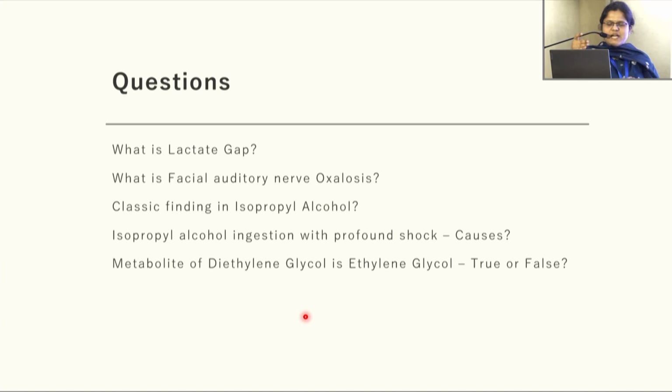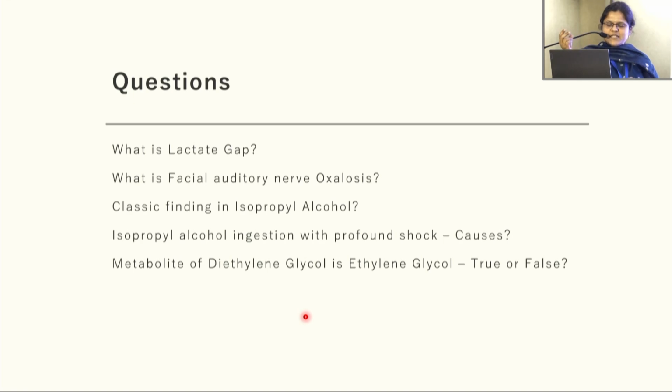Isopropyl alcohol ingestion with profound shock, what could be the causes? What will be the major problem here? One is hemorrhagic gastritis. The patient may present with profound GI hemorrhage, which could be a cause for shock. Otherwise, there will be profound vasodilation, and cardiac inotropic effects will be low. All these could be the cause for shock in case of isopropyl alcohol ingestion.